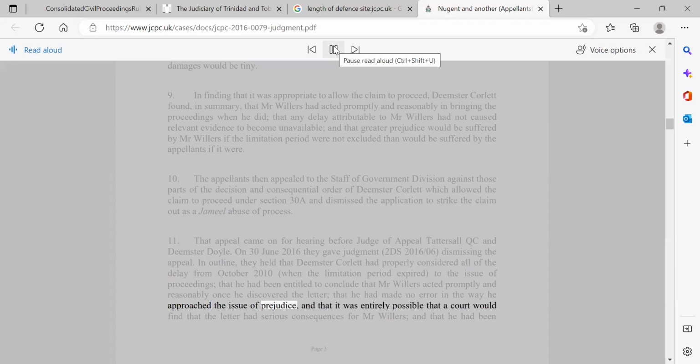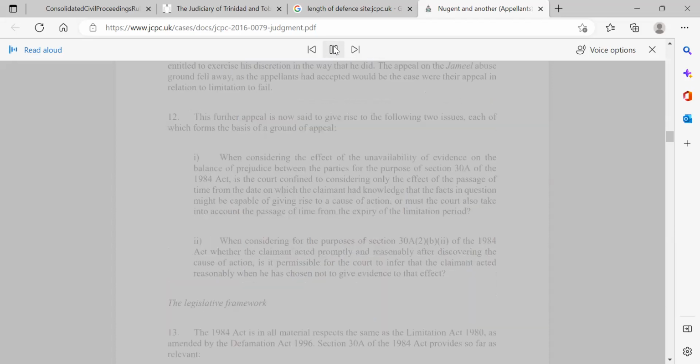approached the issue of prejudice, and that it was entirely possible that a court would find that the letter had serious consequences for Mr. Willers, and that he had been entitled to exercise his discretion in the way that he did. The appeal on the Jameel abuse ground fell away, as the appellants had accepted would be the case were their appeal in relation to limitation to fail.